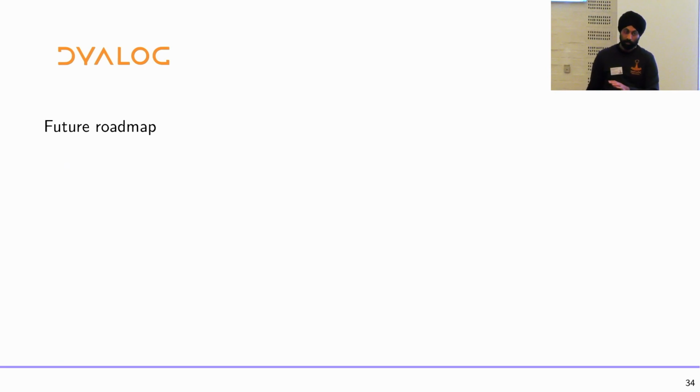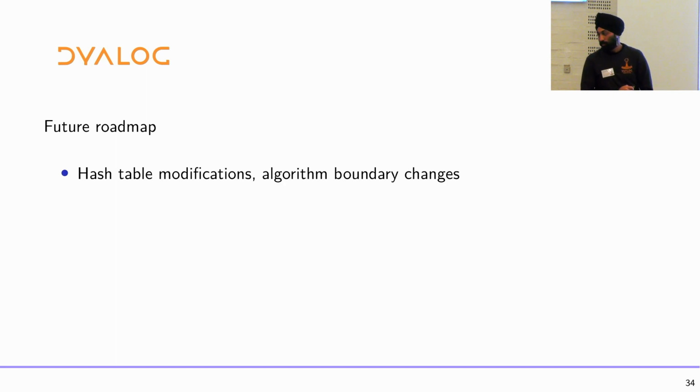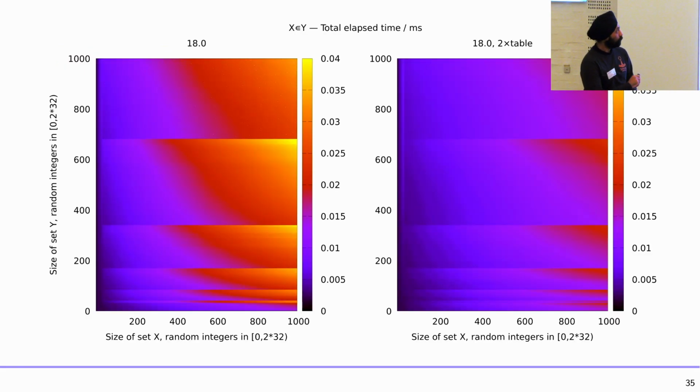Right, so what does this mean for you, the end users? Well, first of all, we will be increasing the size of the internal hash tables, and we will be adjusting the algorithm boundaries. So in this plot here, it's 18.0 on left and right. The scales are the same. The only difference is the right-hand graph has twice the size of the internal hash tables, and it's performing a lot faster. On the left-hand plot, we're up to 0.04 milliseconds. On the right, we're down to 0.02. So there's a twice speed up, just increasing the size, doubling the size of the hash tables.